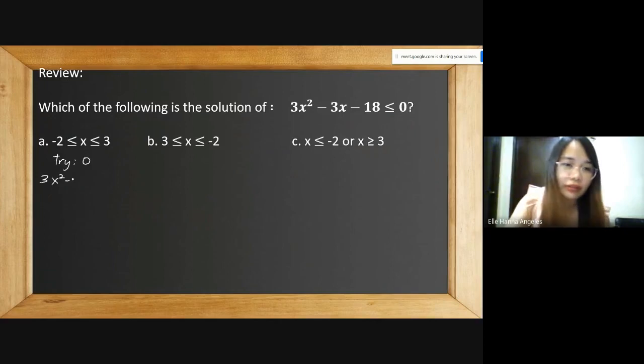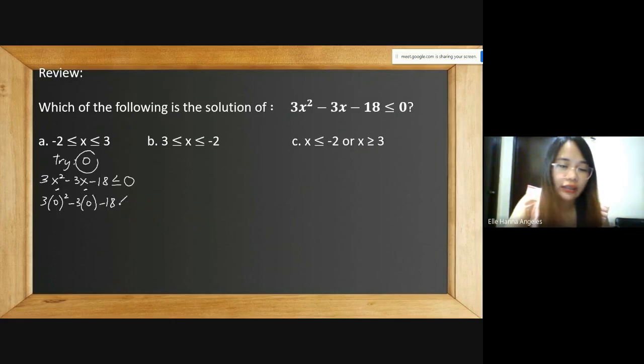So try natin 3x squared minus 3x minus 18 is less than or equal to 0. Palitan natin yung mga x ng 0. So we have 3 times 0 squared minus 3 times 0 minus 18 is less than or equal to 0. PEMDAS dapat. So, una yung exponent bago yung multiplication. So, 3 times 0 squared is 0. 3 times 0 is 0 minus 18. 0 times 3 is 0 pa rin. Siyempre, mawawala na to. Magiging negative 18 na lang is less than or equal to 0. So, mas maliit ang negative 18 sa 0, therefore, ito na yung true.